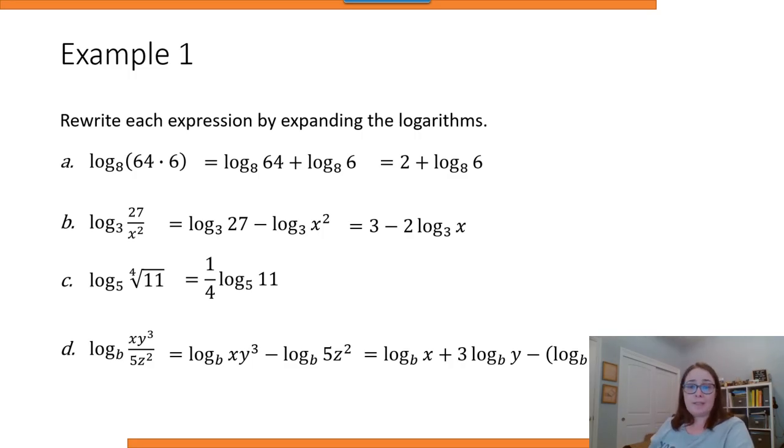I'm going to go ahead and distribute the negative to those last 2 logs. And there's not really much else that I can do. There are a lot of variables in here, so none of these can really be evaluated, and I don't even know what the base is. So there's nothing more I can do. I've expanded it out as much as possible.